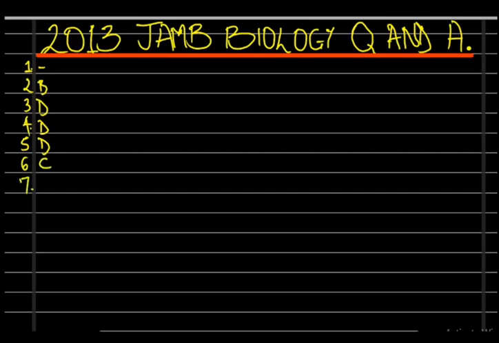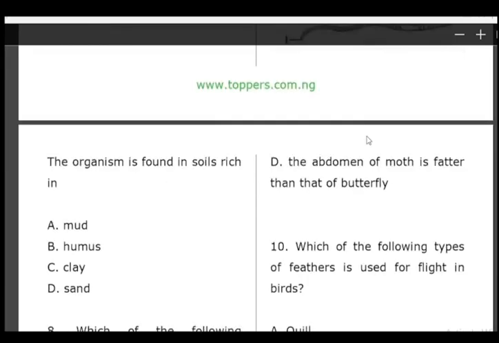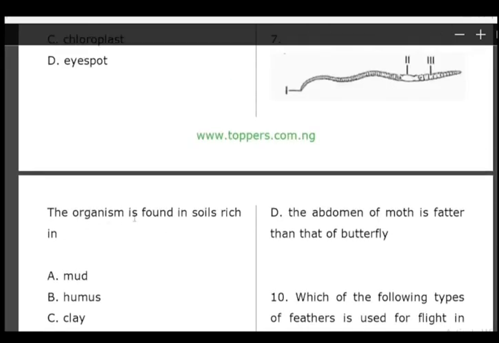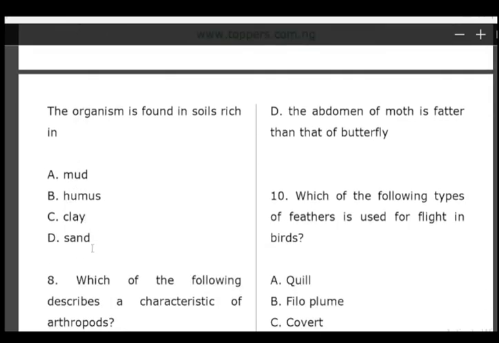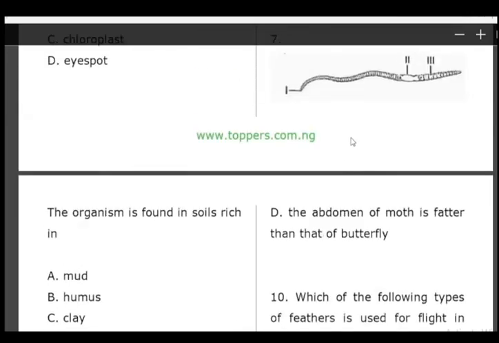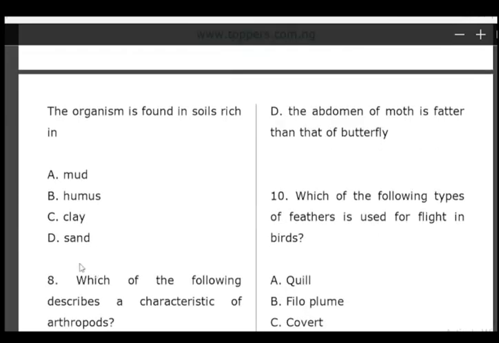So we move to 7. Now looking at this structure very well, the question says the organism is found in soils rich in option A, mud, B, humus, clay, and then sand. This organism that is found here, they said it is found mostly in what kind of soil? Mud, humus, clay, and sand.